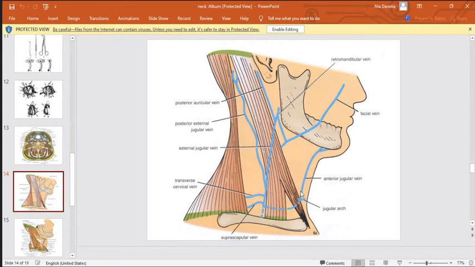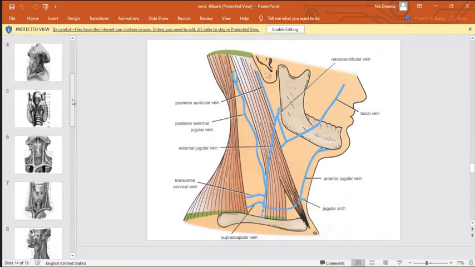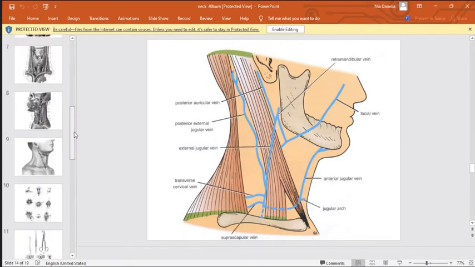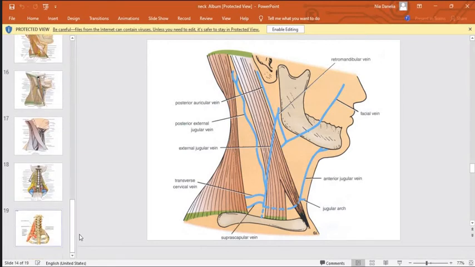It descends down laterally to the midline of the neck, where we have two of these veins, and these veins are communicated to each other by jugular venous arch, which is located in the suprasternal space. Do we understand? Yeah.